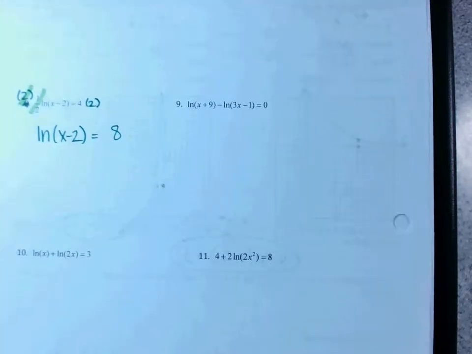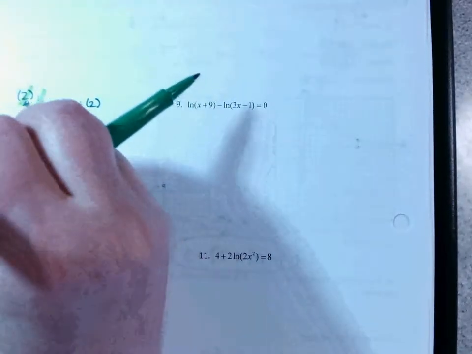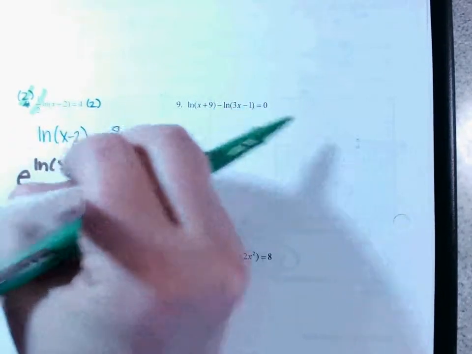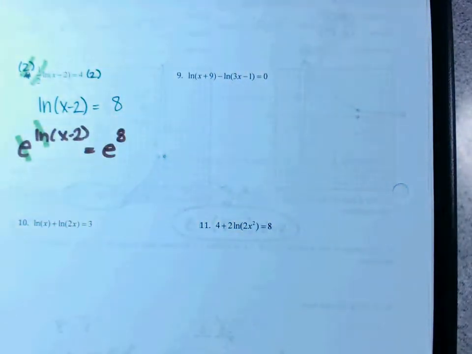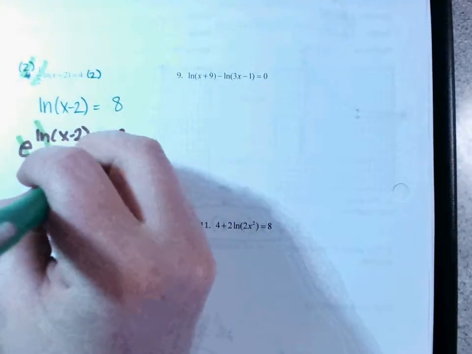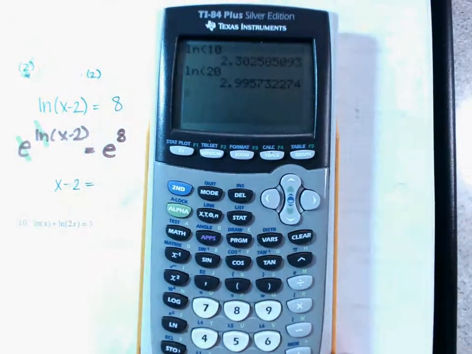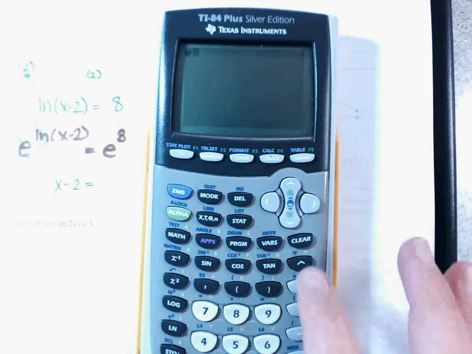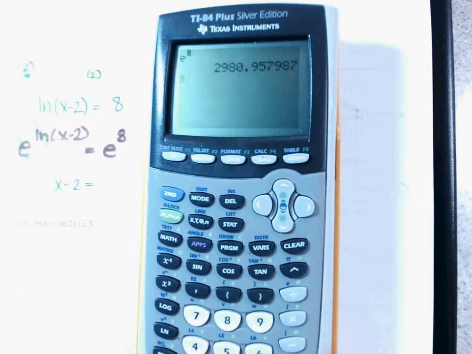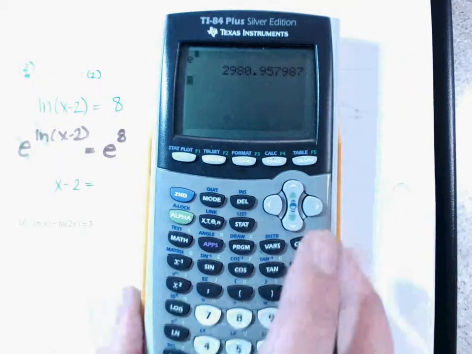Okay, from here, remember that ln is a log base e. How do you get rid of a log base e? You have to e both sides. So I would have e to the ln of x minus 2, equals e to the 8. And remember, the reason that we do that is that ln and e do what to each other? So these guys are gone. x minus 2 is going to carry down. And then e to the 8, this is where you're going to need the second divide by. Oops, I picked the wrong one. Second divide by, and then I'll go up to the 8, just like that. Okay, so it's 2,980.96.